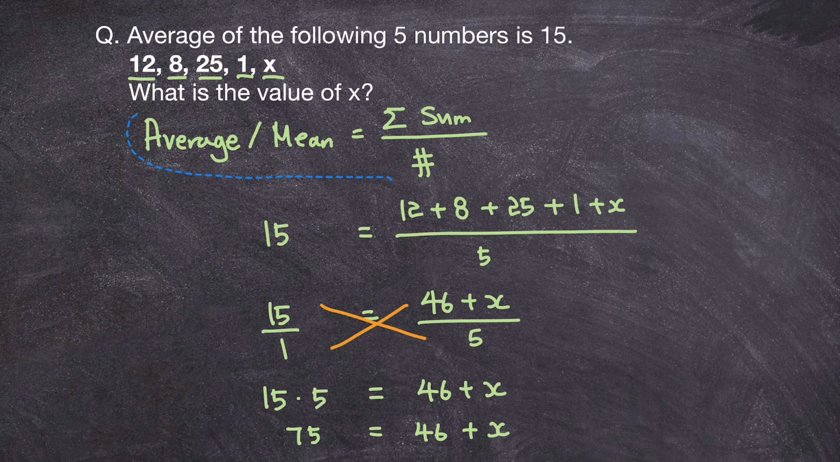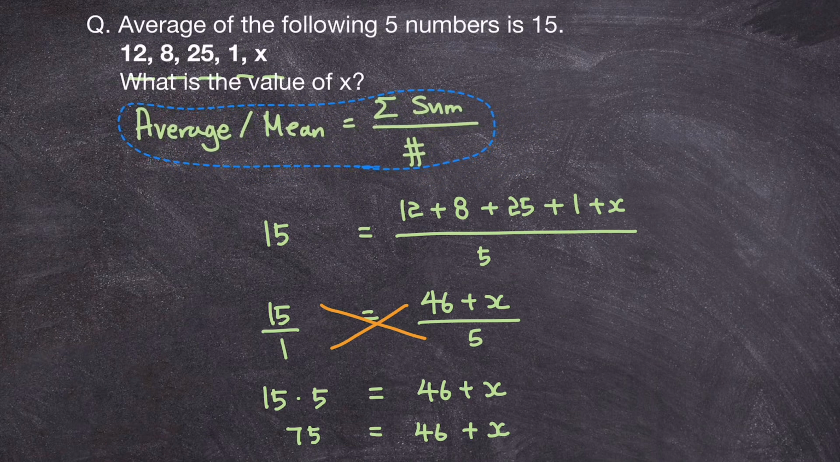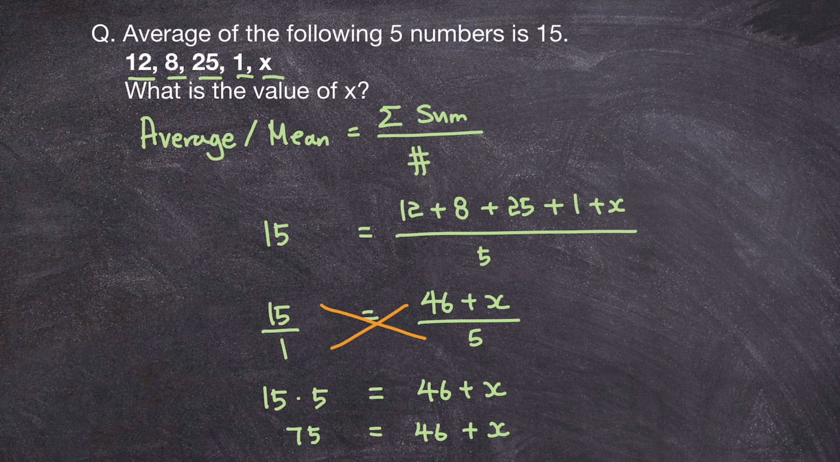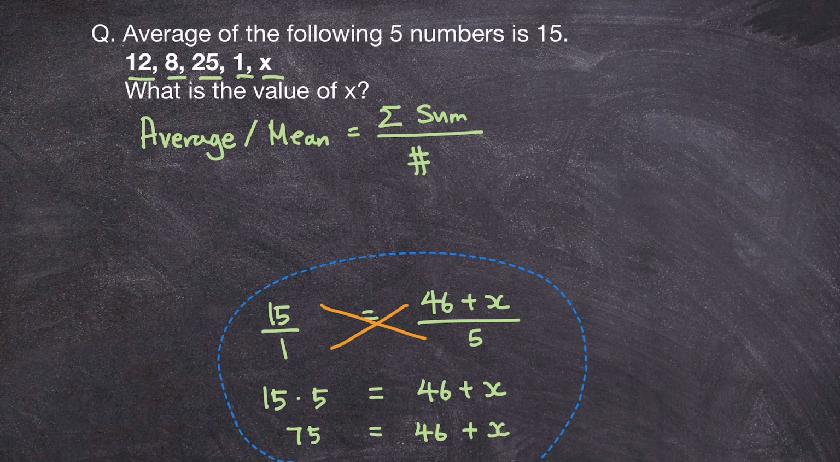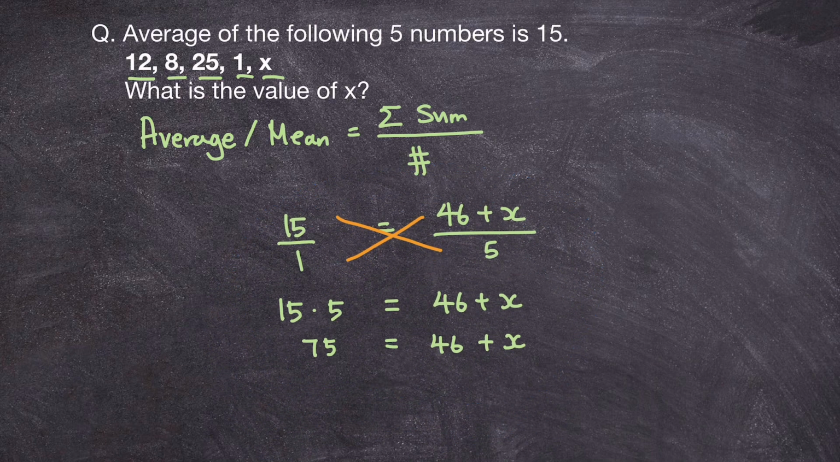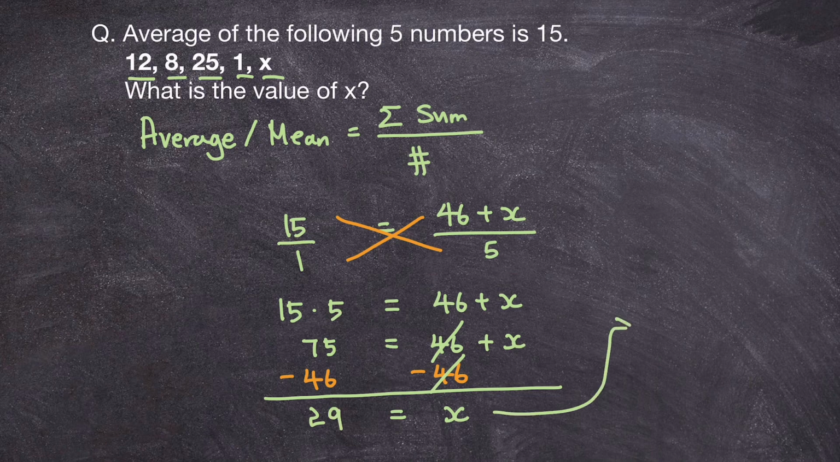Let's erase this part and move it up a little bit. Okay, if I subtract 46 from both sides, I can eliminate this and completely isolate x, and that'd be equal to 29. And that's going to be our final answer. The unknown variable of x is equal to 29. Now, that's how you would set up an equation out of the mean formula in order to solve for x.